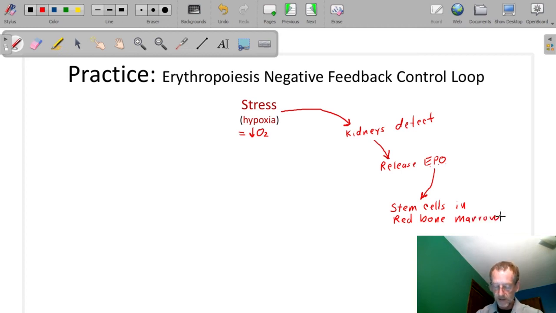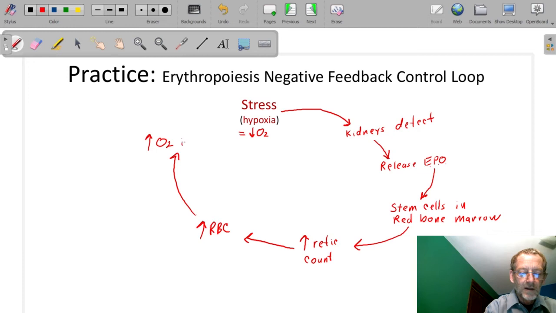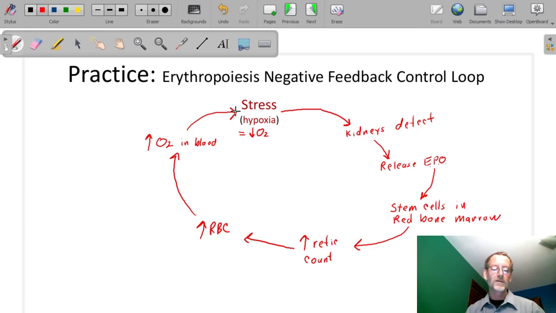That stimulates mitosis, and we wind up with more red blood cells. We wind up with an increased retic count, the number of circulating reticulocytes, those develop into more red blood cells. And with more red blood cells, then we can carry more oxygen in the blood. And that fixes our stress. And so we sort of completed the loop by going from stress to fixing the stress. So, closing the reflex loop.